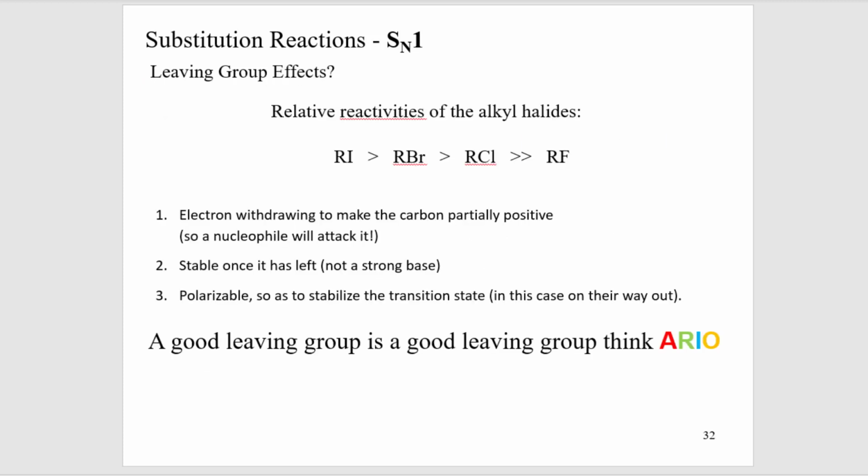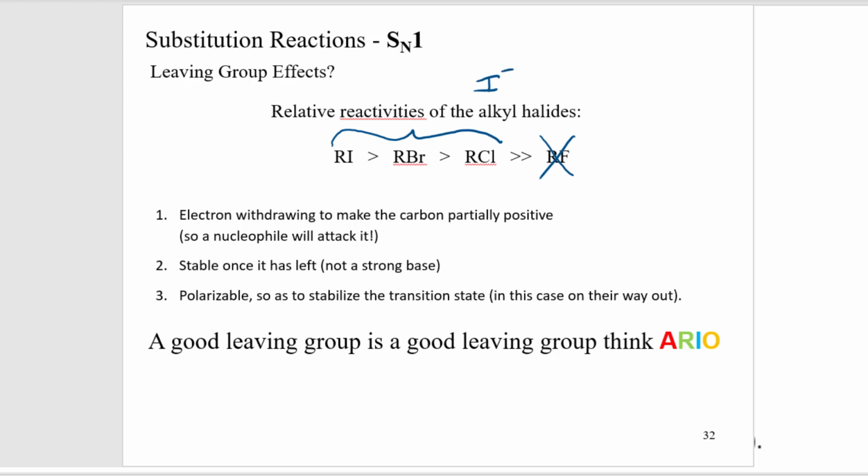What about leaving groups? Are there leaving group trends? Luckily for us, they're the same trends we saw for SN2. Iodide is a better leaving group than bromine, is a better leaving group than chlorine, is a way better leaving group than fluorine. So we're not even going to talk about fluorine as a leaving group. It's just not really realistic. We're going to concentrate on iodine, bromine, and chlorine, and it's the same trends. Iodine, I-, is a better leaving group than bromine, is a better leaving group than chlorine.